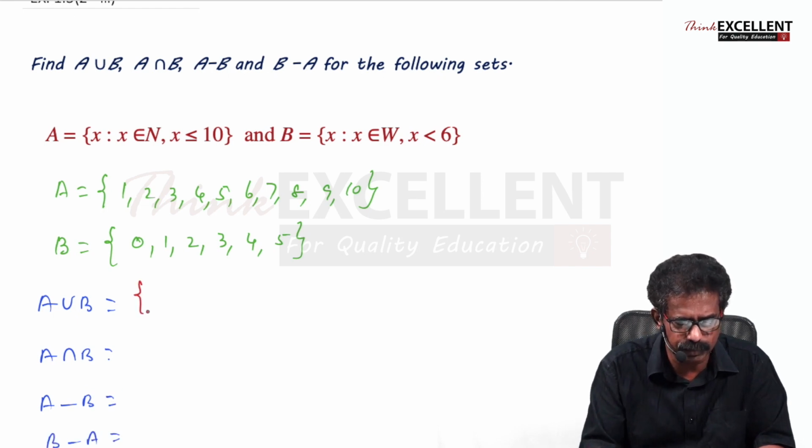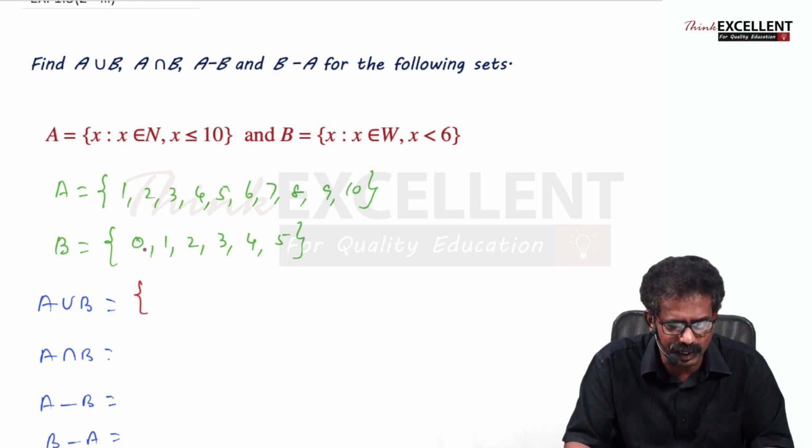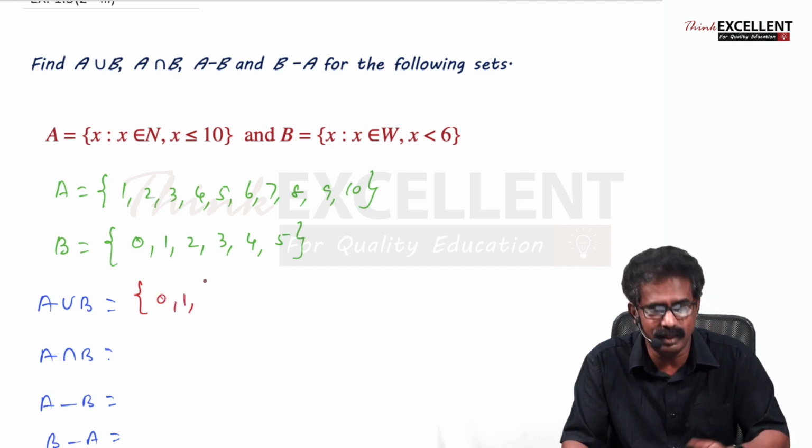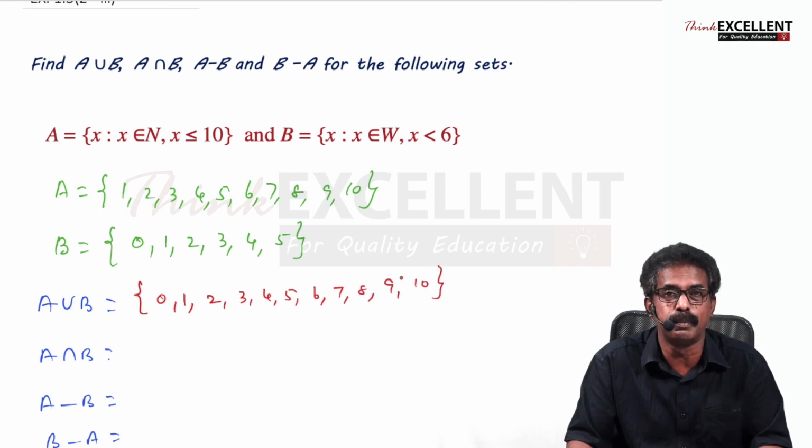A union B. Everything you write. 0 onwards you start, right? 0, 1, 2, 3, 4, 5, up to 10 you write, right? 0, every number is there. Either it is in A or in B. 0, 1, 2, 3, 4, 5, 6, 7, 8, 9, 10. So this is A union B.